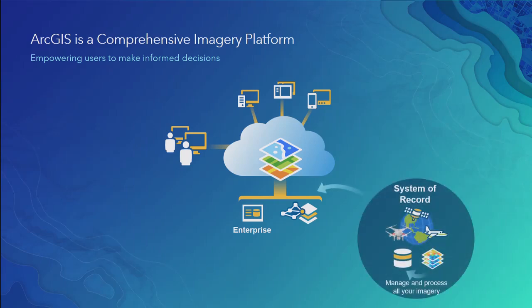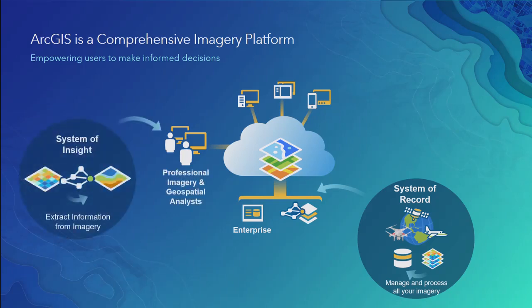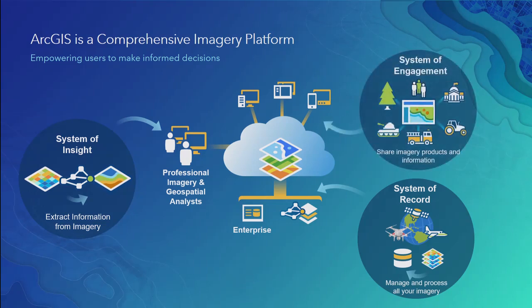So there are three key pieces to this platform. This ArcGIS platform essentially provides a system of record, managing and serving imagery, transforming all of this imagery into information products. Then we have the system of insight, wherein once you have these datasets managed, you create information products using our analytical tools. And lastly, sharing these products out is a system of engagement.